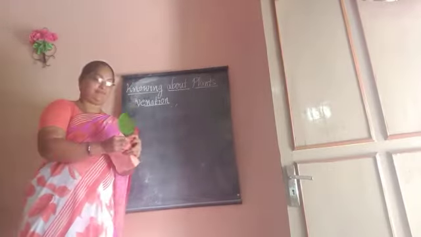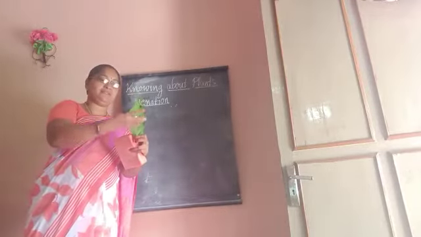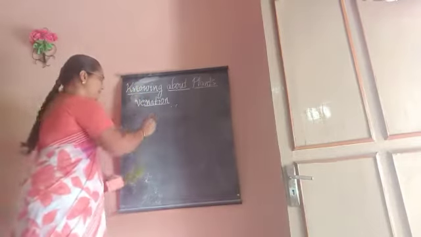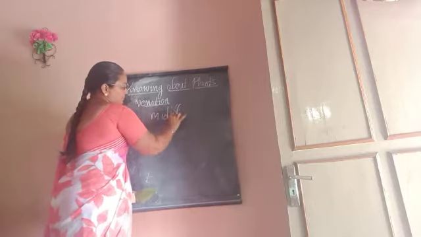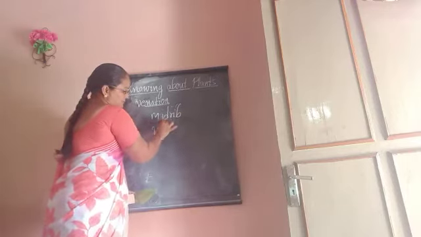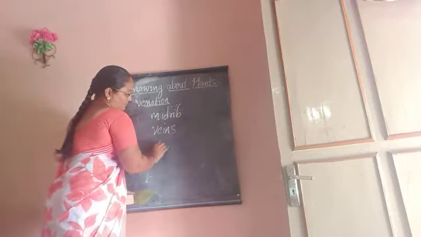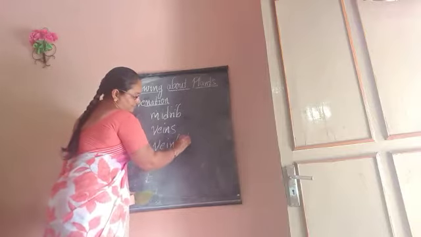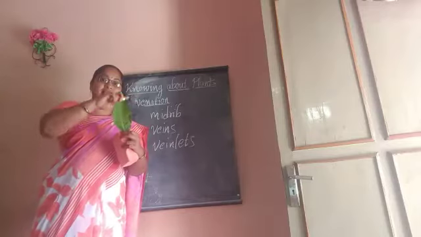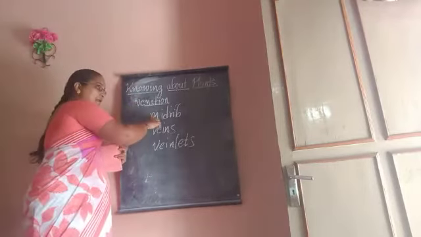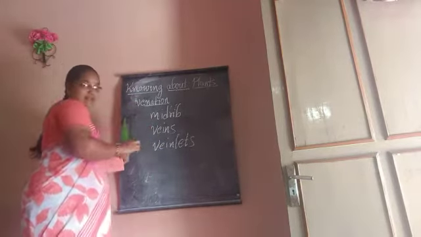Lamina means the flat surface of the leaf. This lamina consists of midrib, veins, veinlets. The flat surface of the leaf is called the lamina. It consists of midrib, veins, veinlets.